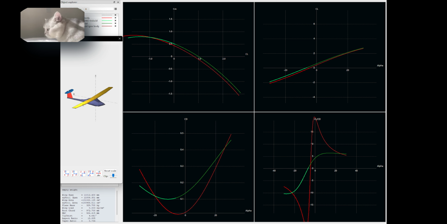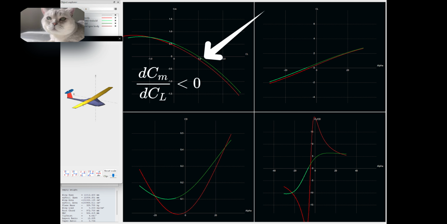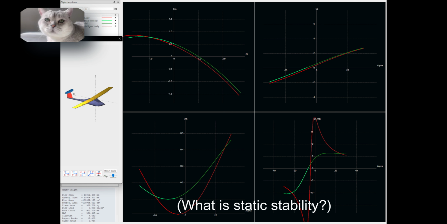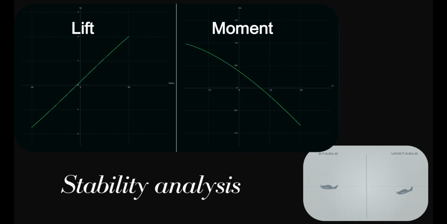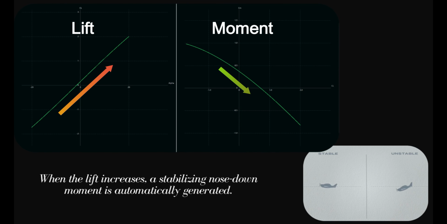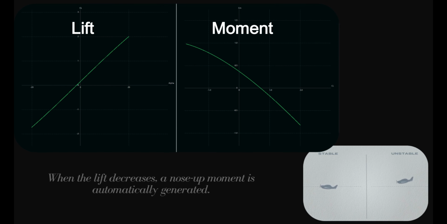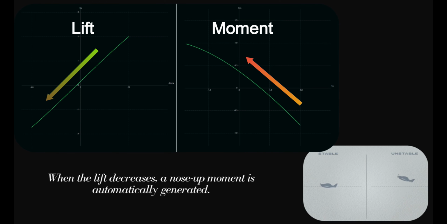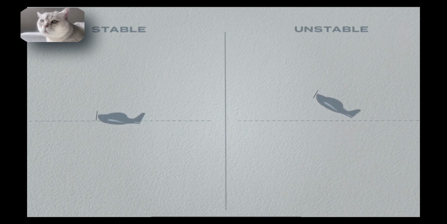Comparing the results with and without the fuselage, first we can observe that the CM-CL curve has a negative slope, indicating static stability. Based on the calculation results, we can see that as lift increases, the pitching moment becomes more nose down, which helps the aircraft return to a stable condition. Similarly, when the lift decreases, the pitching moment becomes nose up, increasing the angle of attack and helping to restore lift. This behavior indicates that the aircraft is in a statically stable state.